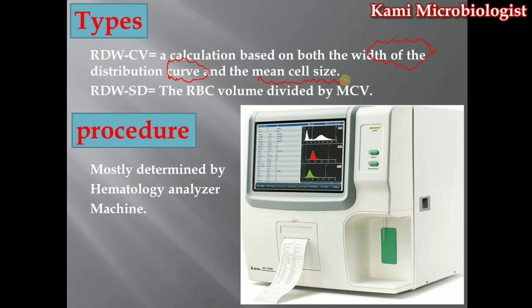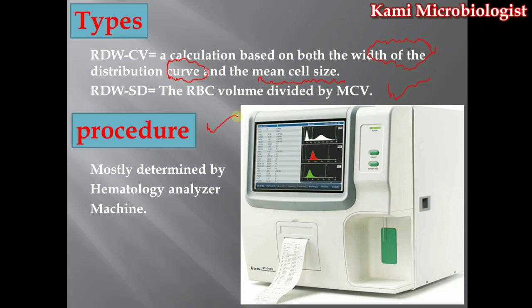Now what is RDW-SD? RDW-SD means the volume of the RBC divided by MCV. We call that RDW-SD. Let's talk about the procedure through which we can find out the RDW. Remember guys, there are no special or manual techniques through which we can find out the RDW, because RDW is not very important to find out, but still it is a parameter as we talked.